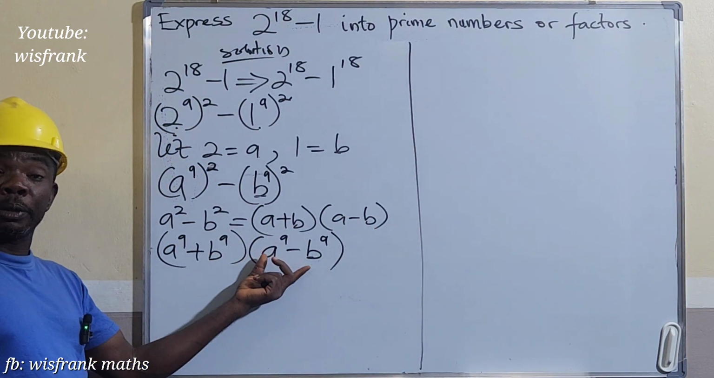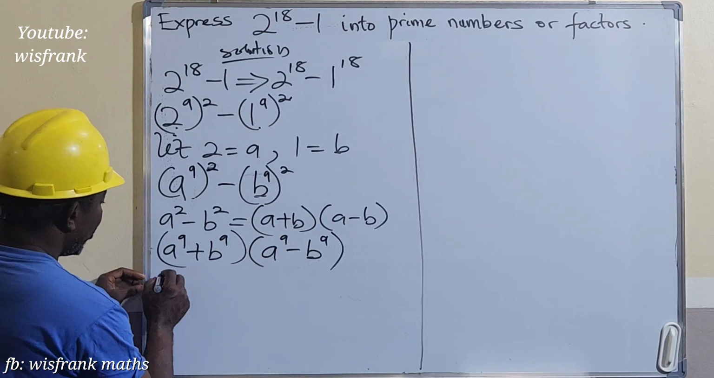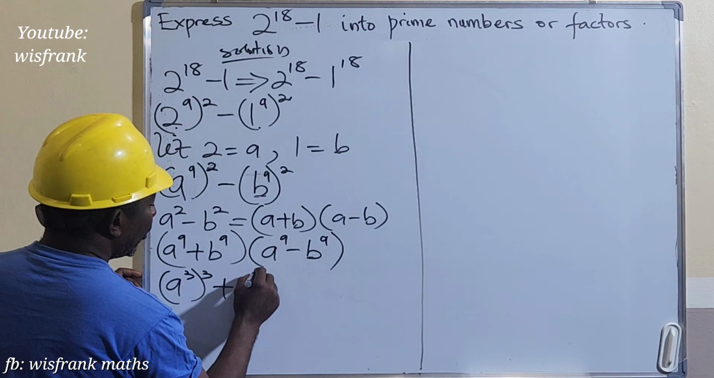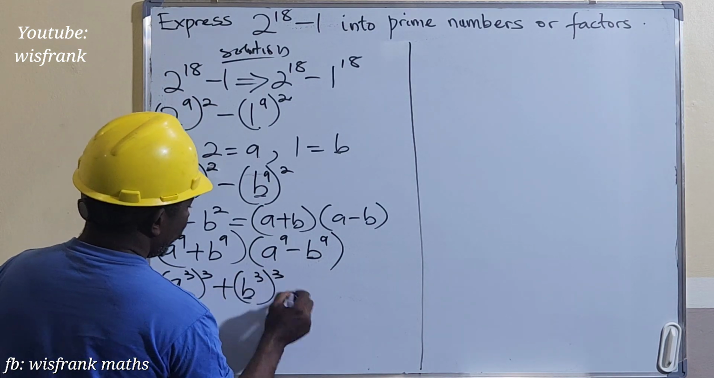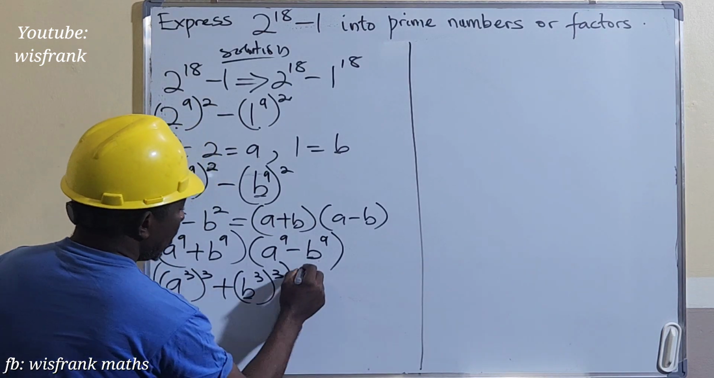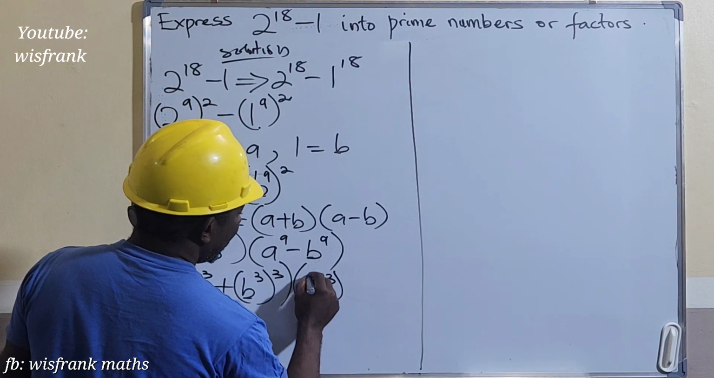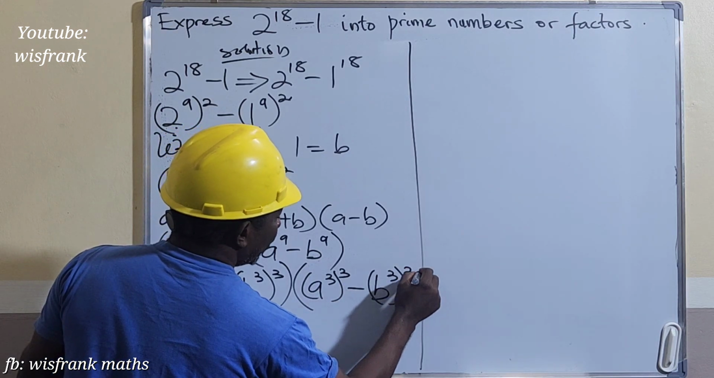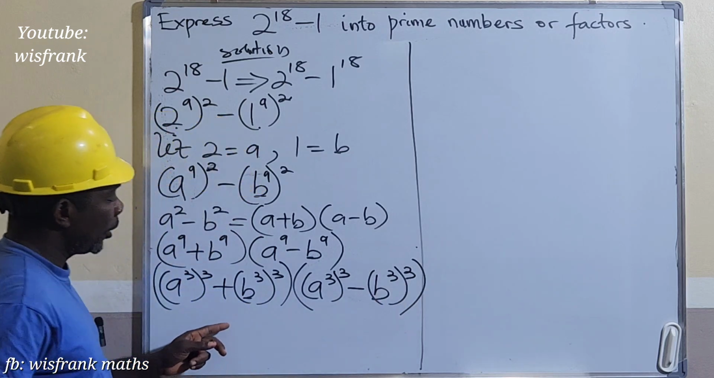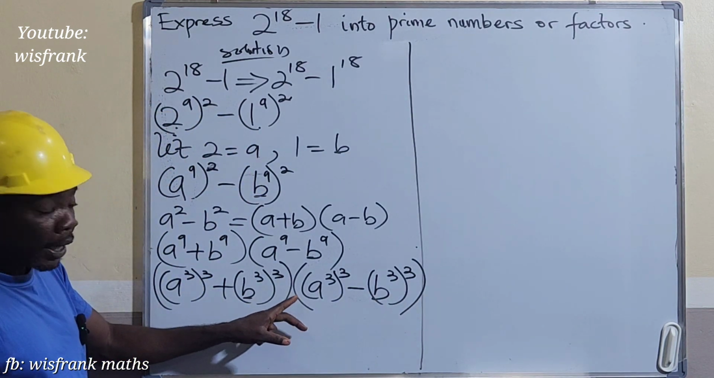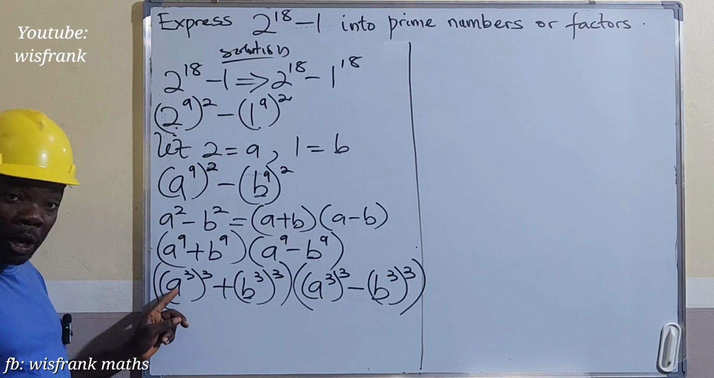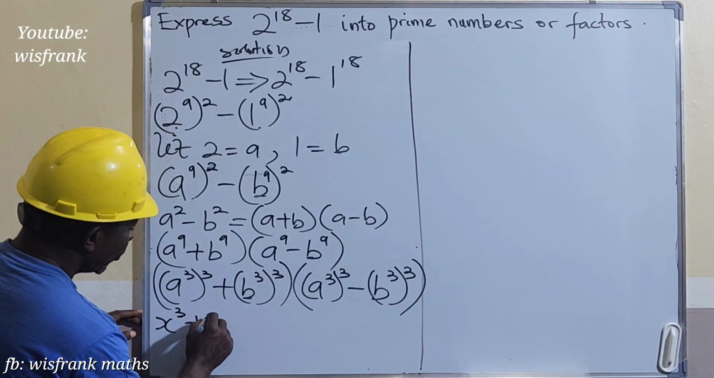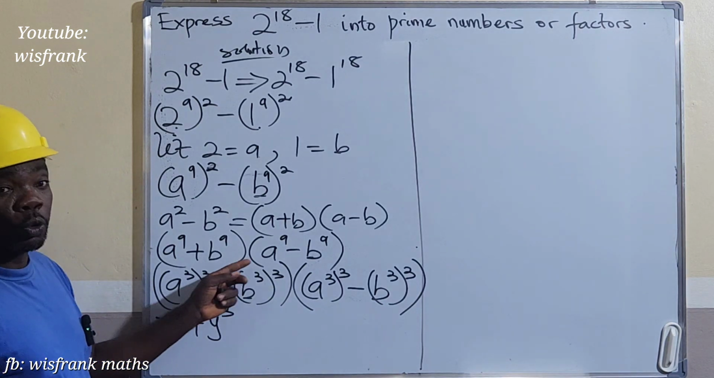So we can still break this one down. Here it will become A to the power of 3 all to the power of 3 plus B to the power of 3 all to the power of 3, then into A to the power of 3 all to the power of 3 minus B to the power of 3 all to the power of 3. So this is what we have. In this case, we can see that we have this in the form x to the power of 3 plus y to the power of 3.